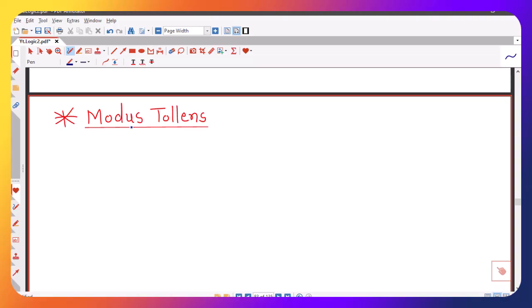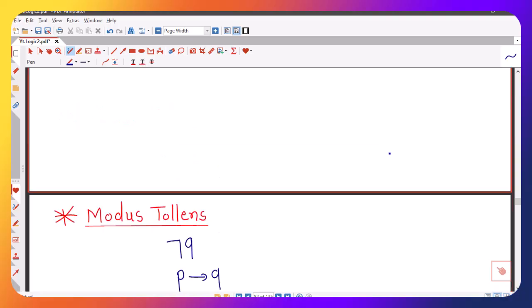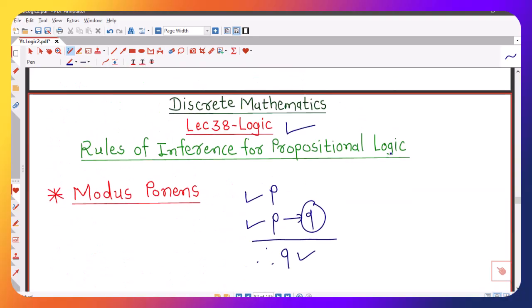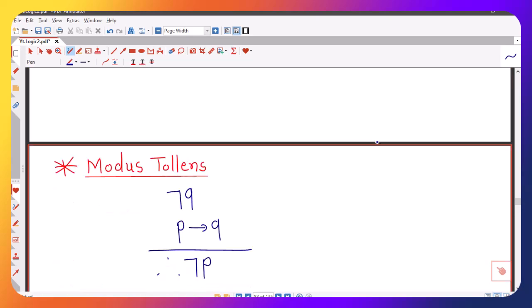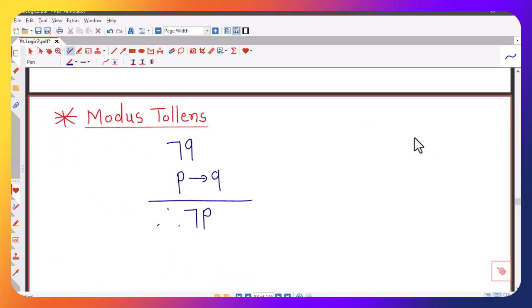Next rule of inference is modus tollens. Now this modus tollens says that whenever we have negation of Q and P implies Q, then this implies that we have negation of P. Now you don't have to cram this rule of inference. You can use modus ponens to derive this rule of inference. So we can remember in this way.